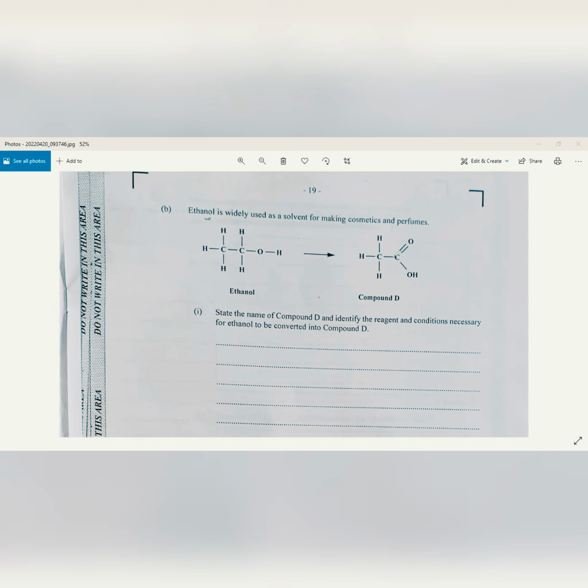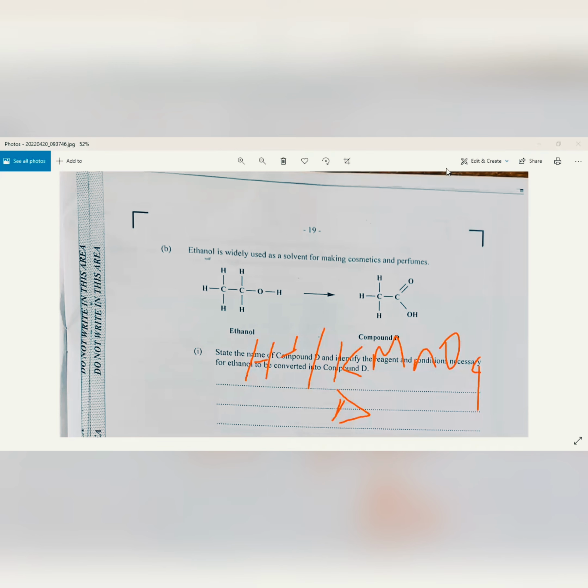So what are the reagents and conditions necessary for that? It would be good if we have some acidified potassium permanganate. That can work for it. And if you apply a little heat to it, then you get your acid from that. And that's all we need for that right there. So we clear all drawings and we move on.